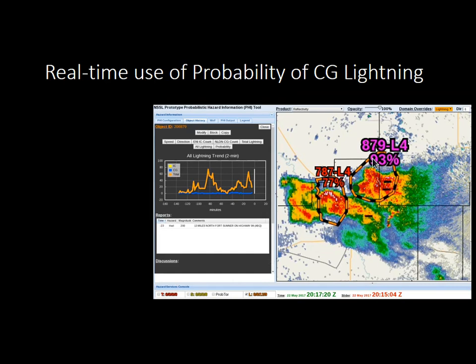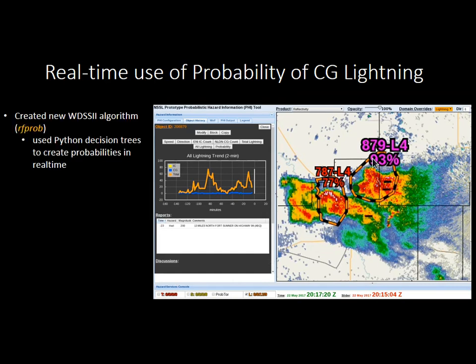So what I'd said originally in the beginning was that we want to use this in real time. So we created a new algorithm using the probability trees that we got. And so we were able to display, these are two automated objects, and then their probabilities associated with them. And if you click on the lightning or on the objects, you can get a time series of what either the lightning or any of the features that we tracked looked like in the past.